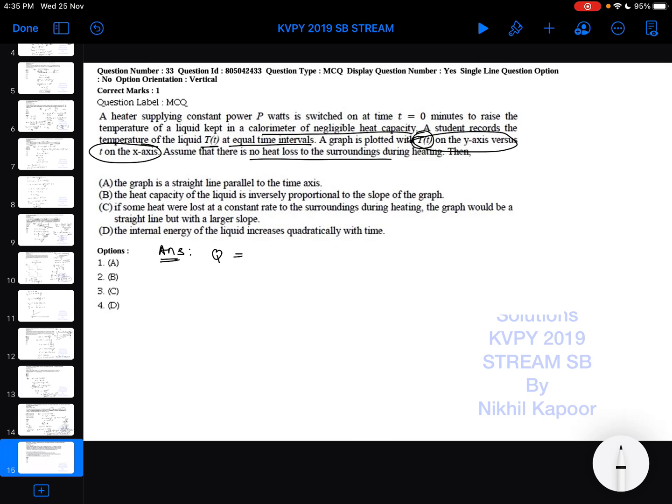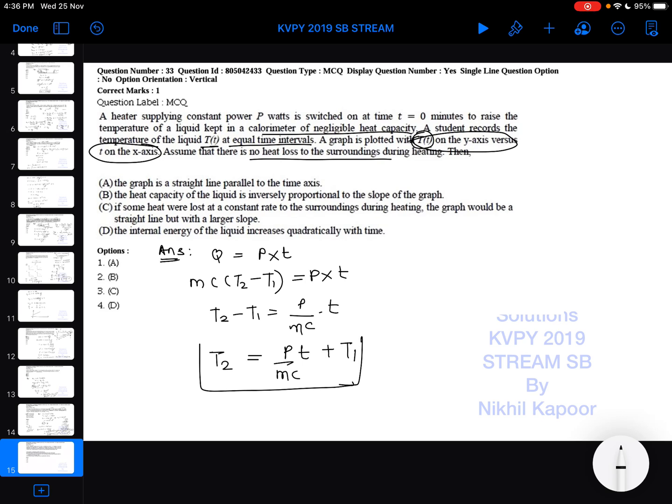So the heat supplied will be equal to power into time, while heat supplied is nothing but mc (T2 minus T1), that is change in temperature, equals power into time. So T2 minus T1 is equal to P upon mc into time. So T2 is equal to P upon mc into time plus T1. So that would be the temperature versus time equation, which is very clear.